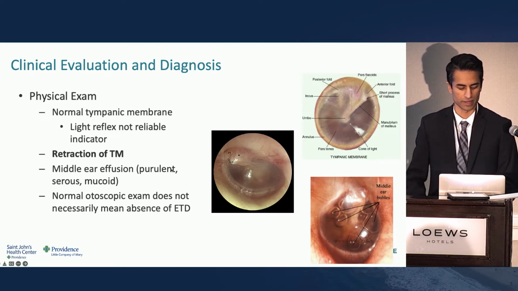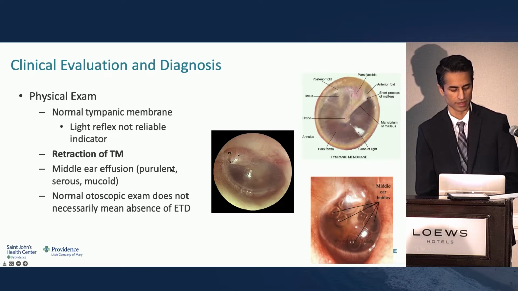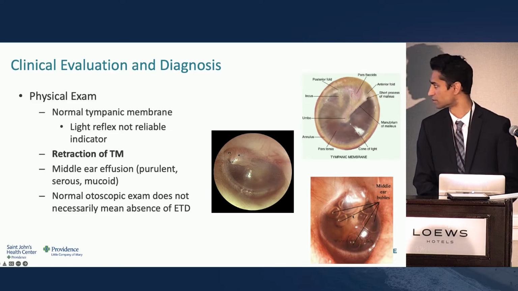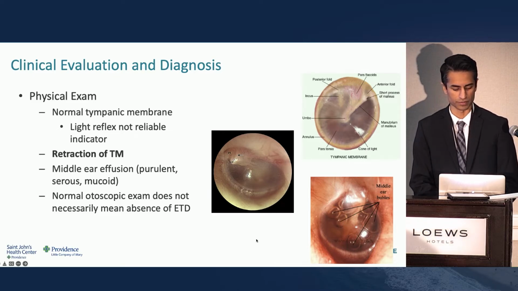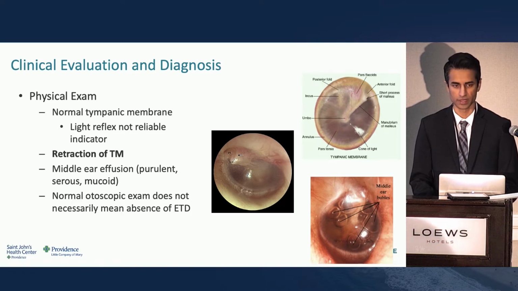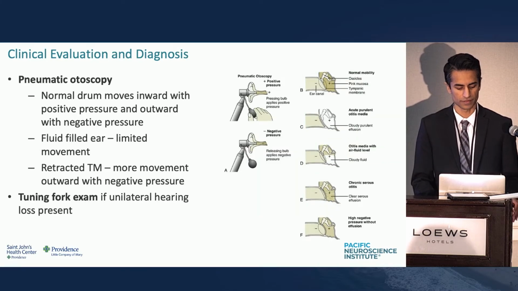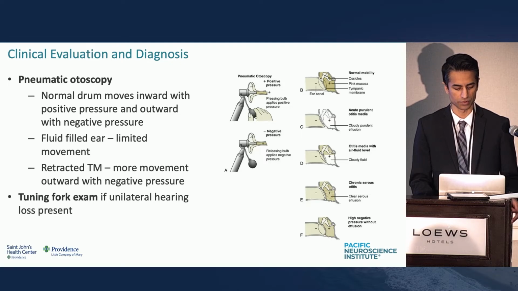Sometimes we'll see middle ear effusions, especially in more severe cases of eustachian tube dysfunction. And that's what you see in this picture here with these little bubbles, a mucoid effusion behind the tympanic membrane. But I will say, a normal otoscopic exam doesn't necessarily mean the patient doesn't have eustachian tube dysfunction. I would say in the majority of patients that I see with eustachian tube dysfunction, their eardrum looks pretty normal. If it's available, I think pneumatic otoscopy is important.